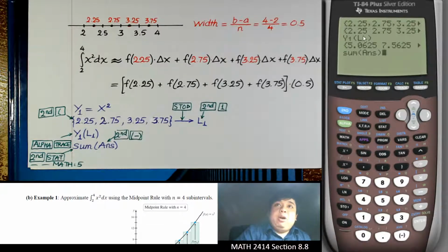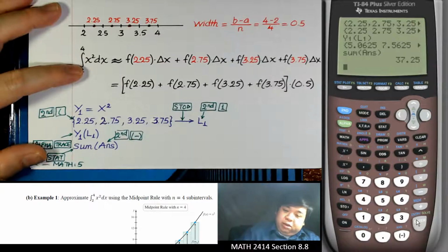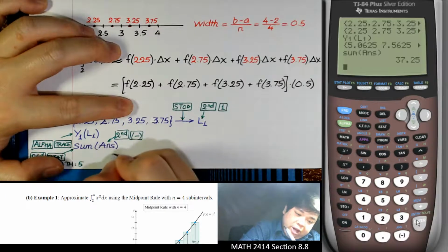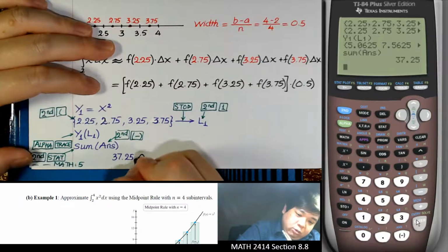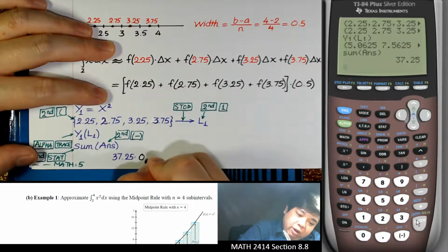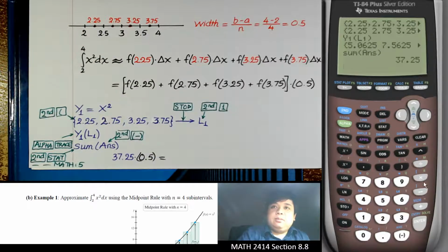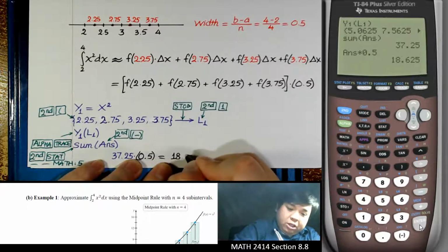And hit enter. So pretty much we evaluate the function at those points, and now we add all of them up. And finally, just multiply by 0.5. When we do this, we have 37.25, and then we multiply by 0.5. And we have the answer is 18.625.